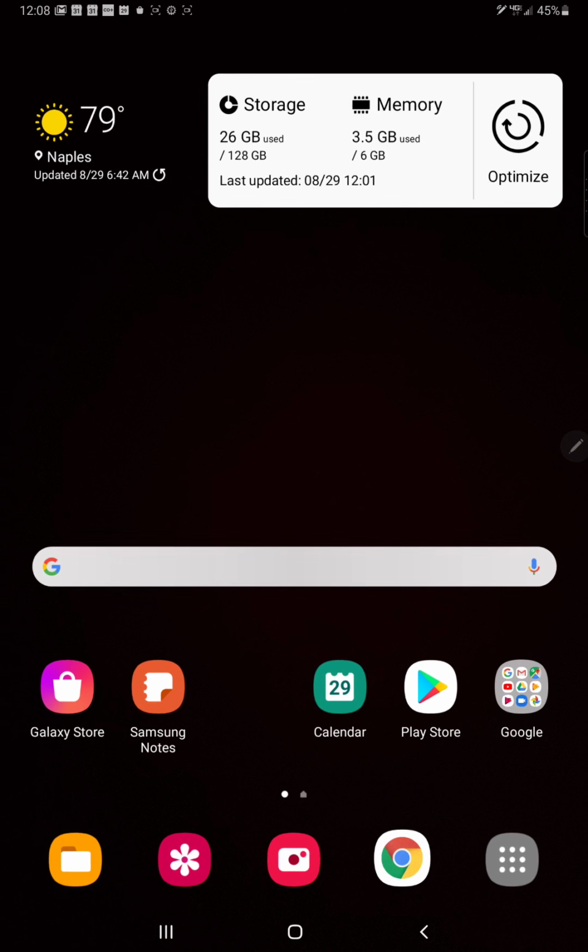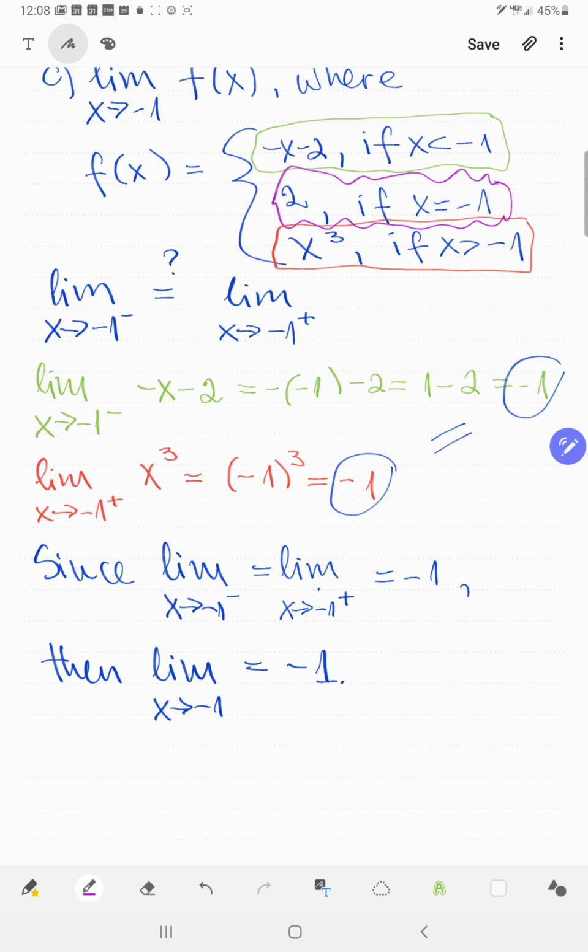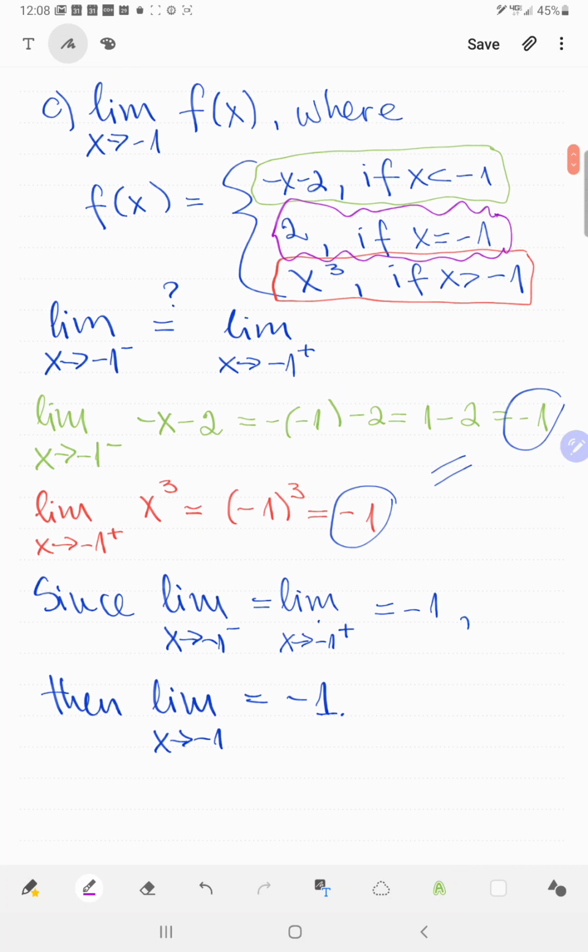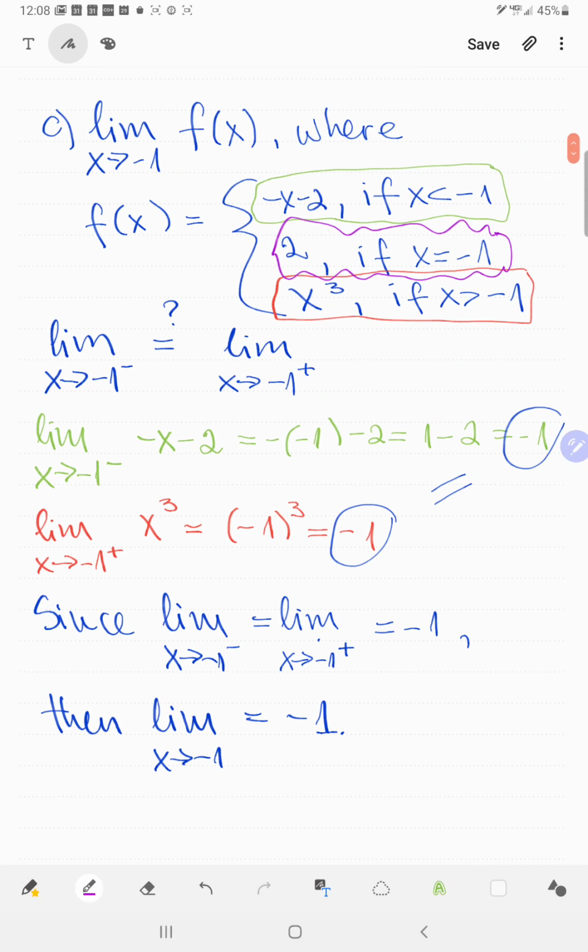And I'll jump back to the notes to show you once again how we solved this question. So that was it for the third and final question.